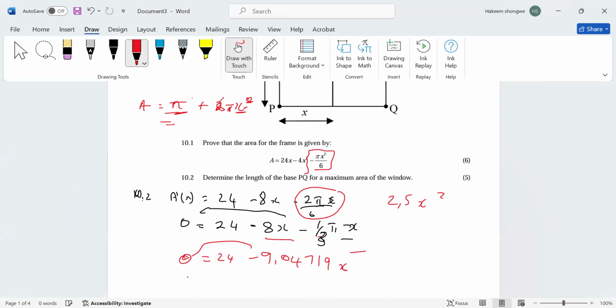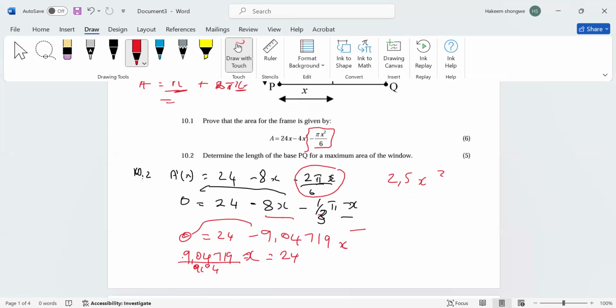And then we have 9.04 x equal to 24. You divide both sides by 9.04. Therefore x is going to be, let's check x.